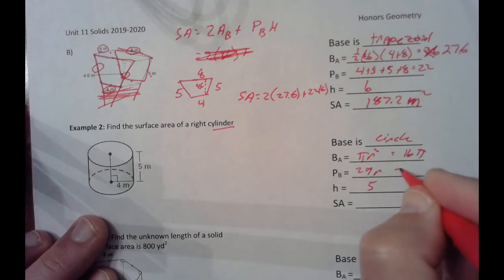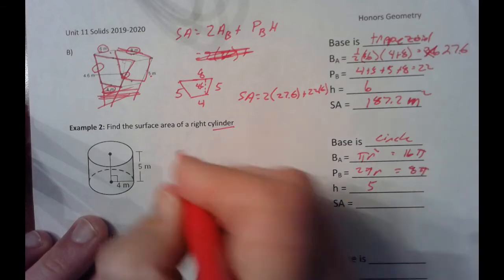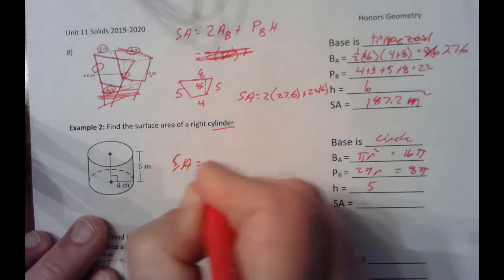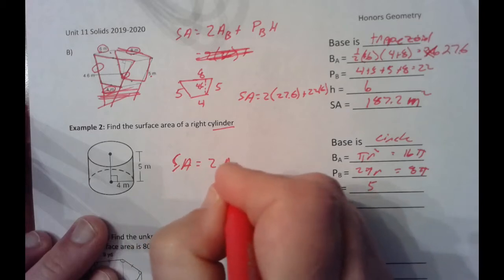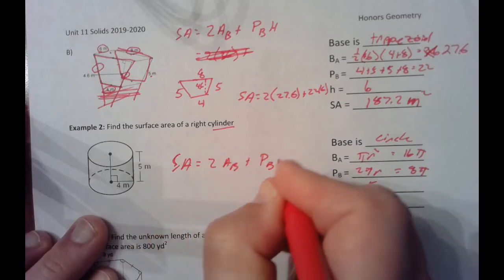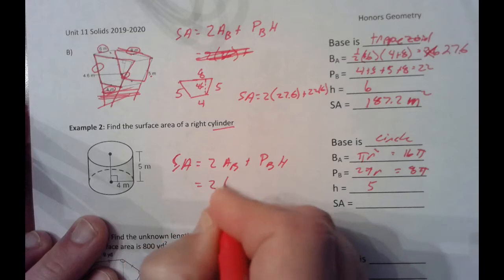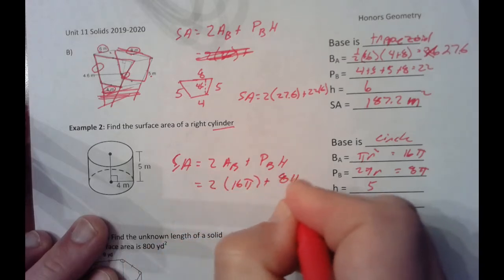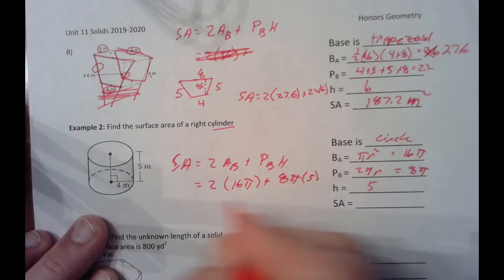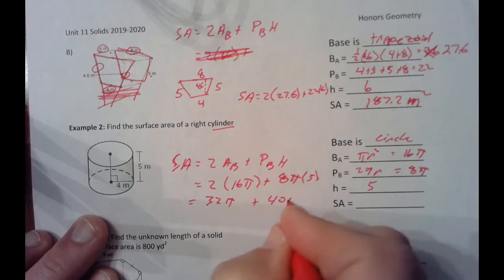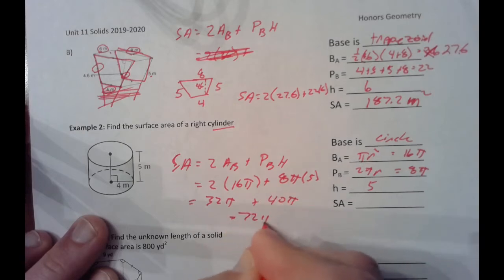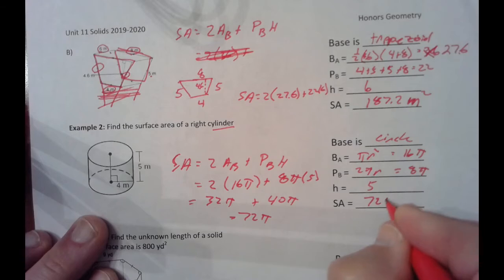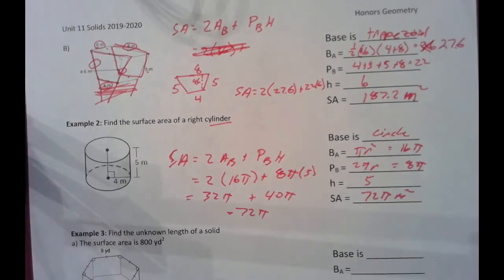I've got 8 pi. So then my surface area is 2 area of the base plus perimeter of the base times the height. So then I've got 16 pi plus 8 pi times 5. So I've got 32 pi plus 40 pi is 72 pi. And then I've got meters squared because I've got meters in the problem. All right, two more.